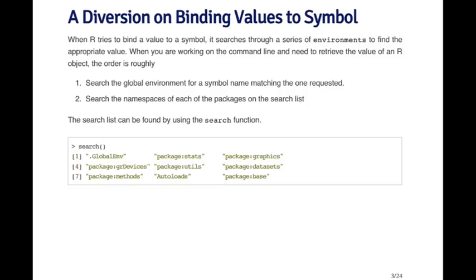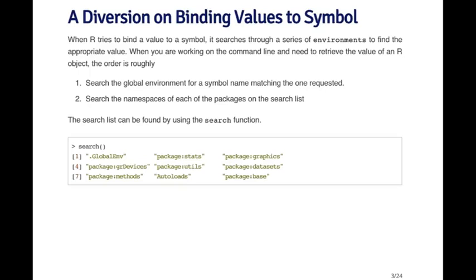And so the idea is that R needs to bind a value to a symbol. In this case, the symbol was lm, and it needs to bind a value to it. And the value is going to be a function of some sort. It's either going to be my function, or it's going to be the function in the stats package. And so when R tries to bind the value to a symbol, it searches through a series of environments to find the appropriate value. Environments, you can think of them as lists of objects and values, or symbols and values.